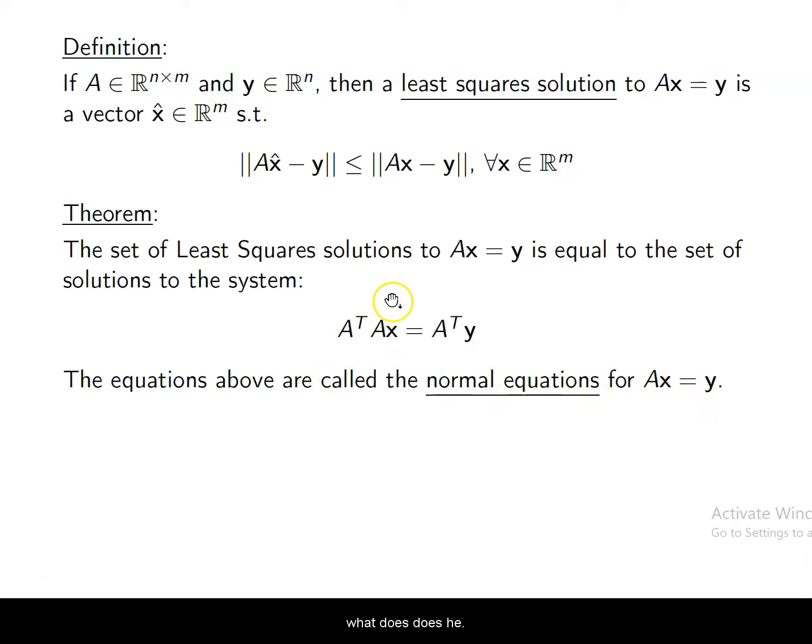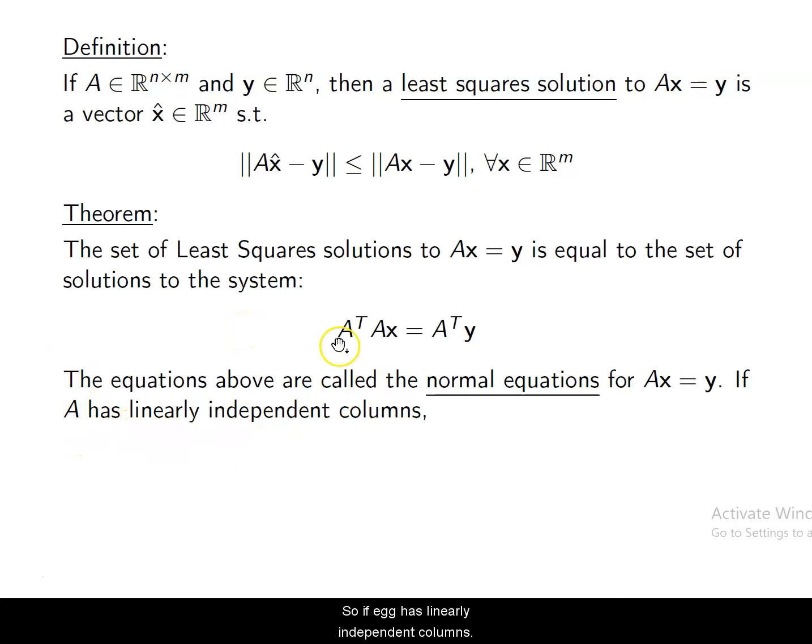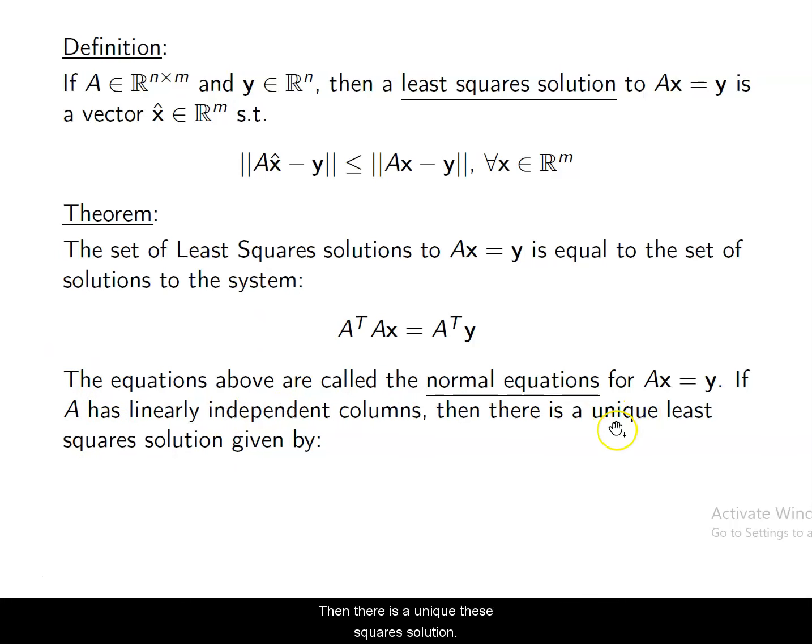So what this does is, A transpose A will be a symmetric matrix. This now gives me a symmetric matrix times x, and that allows me to find A transpose times y, and I can find the solution for this, which will be x hat. So if A has linearly independent columns, then there is a unique least squares solution given by x hat equals (A transpose A) inverse times A transpose y.